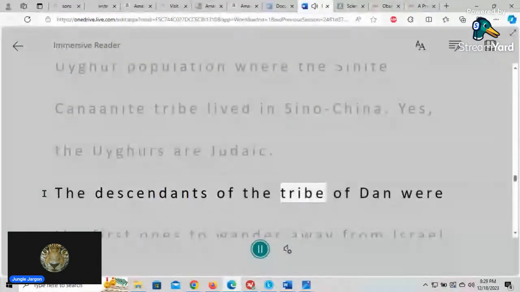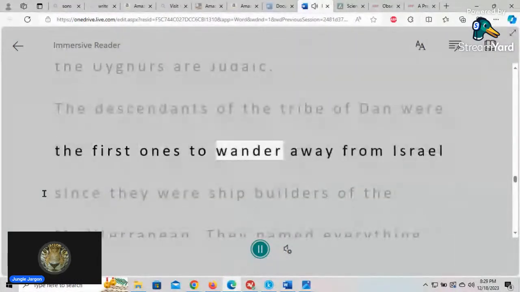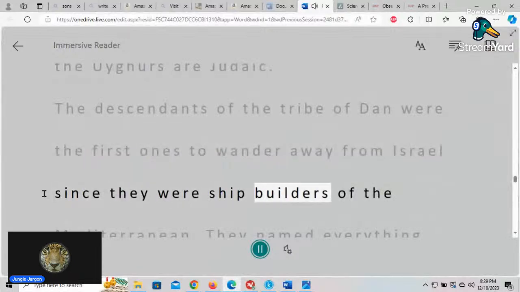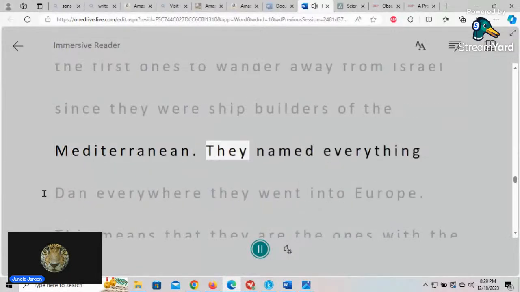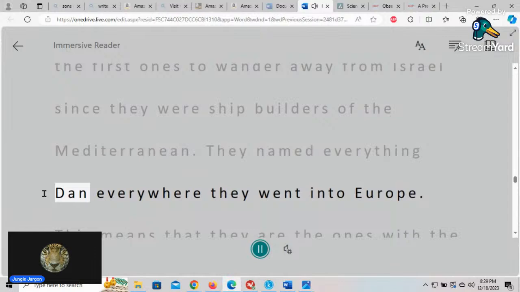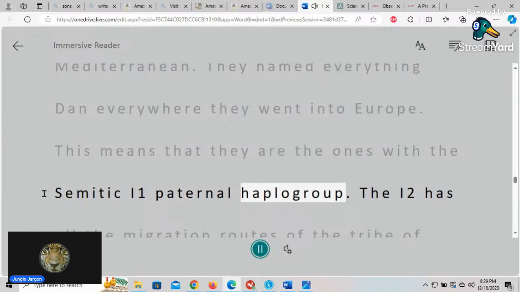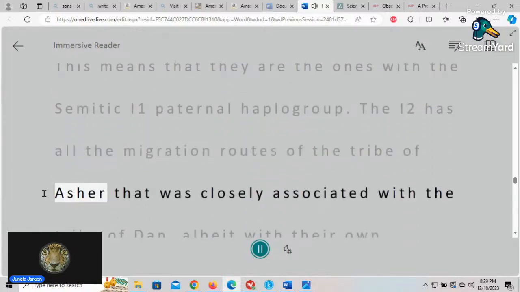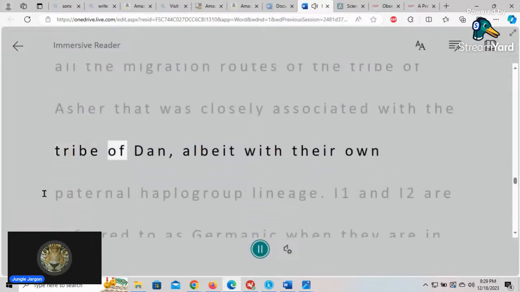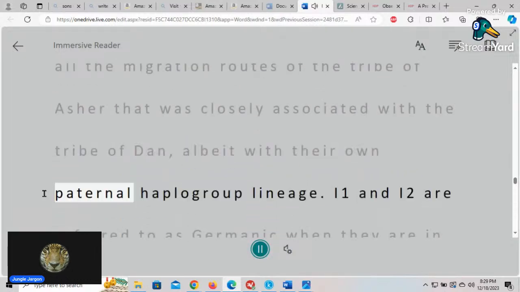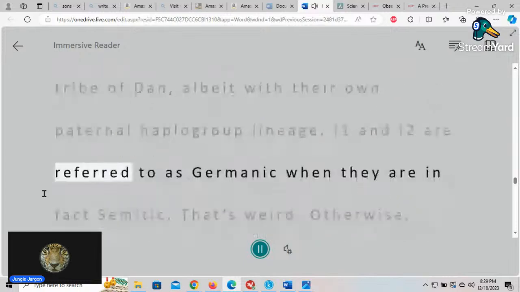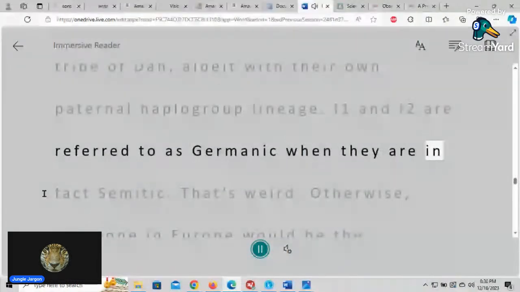The descendants of the tribe of Dan were the first ones to wander away from Israel since they were shipbuilders of the Mediterranean. They named everything Dan everywhere they went into Europe. This means that they are the ones with the Semitic I1 paternal haplogroup. The I2 has all the migration routes of the tribe of Asher that was closely associated with the tribe of Dan, albeit with their own paternal haplogroup lineage.